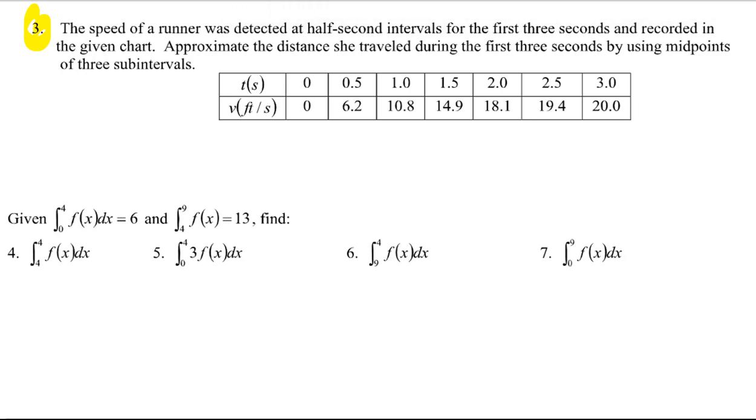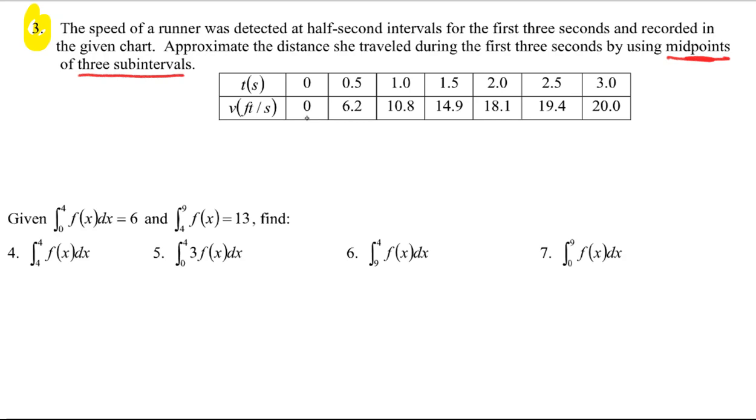Alright, the speed of a runner was detected at half-second intervals for the first 3 seconds and recorded in a given chart. Approximate the distance she traveled during the first 3 seconds by using midpoints of 3 subintervals.